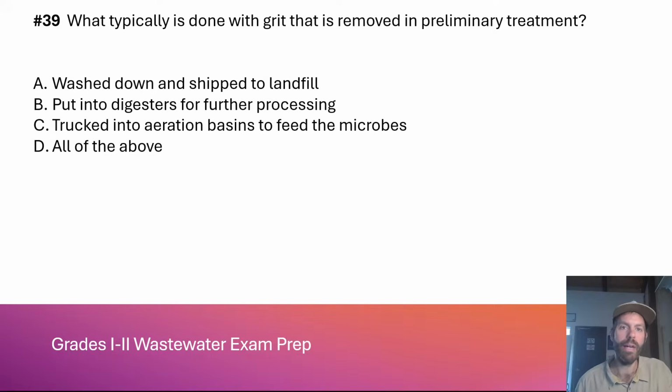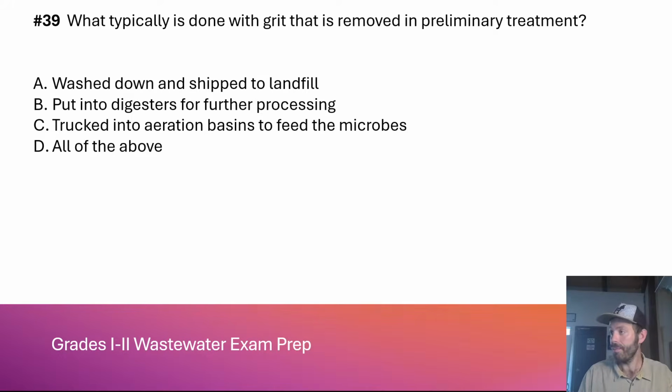What typically is done with grit that is removed in preliminary treatment? A, it's washed down and shipped to a landfill. B, it's put into digesters for further processing. C, it's trucked into aeration basins to feed the microbes. D, all of the above. What is typically done with grit that is removed in preliminary treatment?